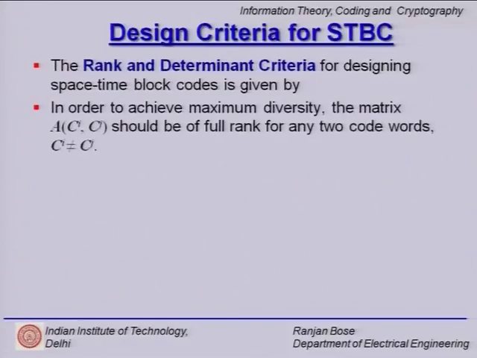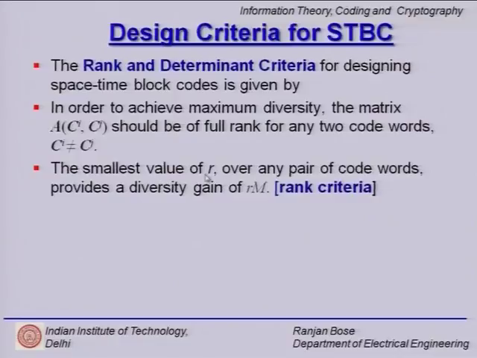In order to achieve maximum diversity, and diversity is so important, we will take up an example to show the importance. In order to achieve maximum diversity, the matrix A should be full rank for any two code words Ci not equal to Cj. And the smallest value of r over any pair of code words provides a diversity gain of r times M. This is called the rank criterion, M being the number of receive antennas.